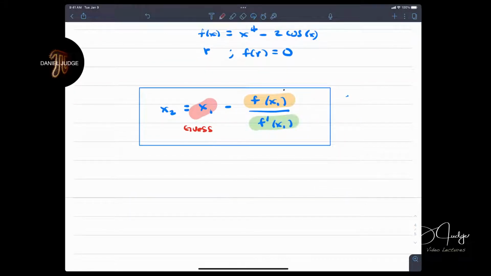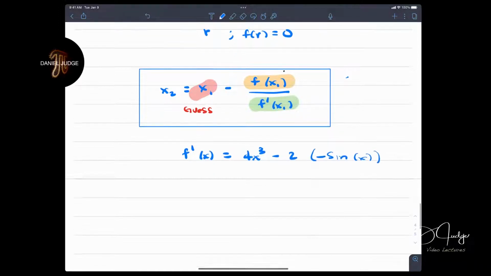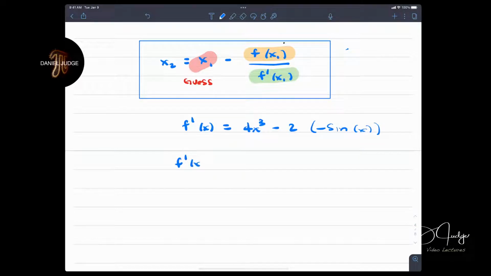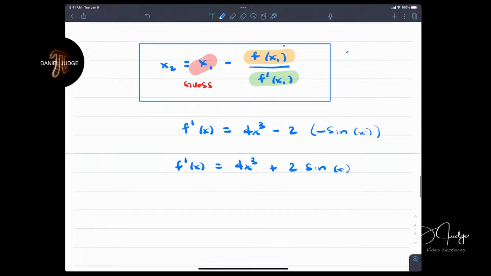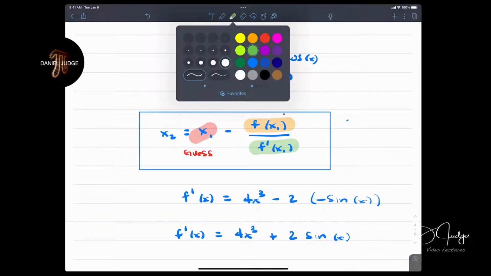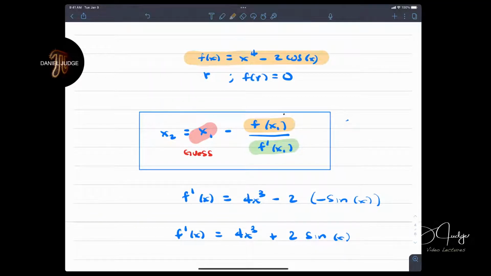So we need the derivative now. The derivative of f is 4x cubed minus 2 times the derivative of cosine, which is minus sine. So minus the minus makes that a nice plus. So here's my derivative: 4x cubed plus 2 sine x. So we have the original function that we're going to use here in Newton's method. We have the derivative right here. We just need that initial guess.